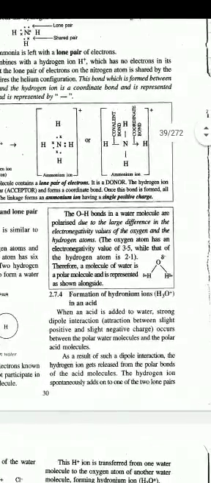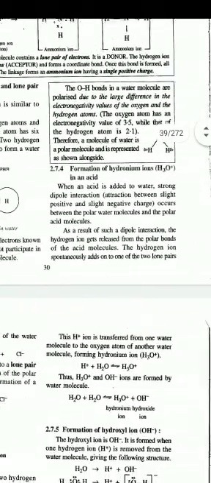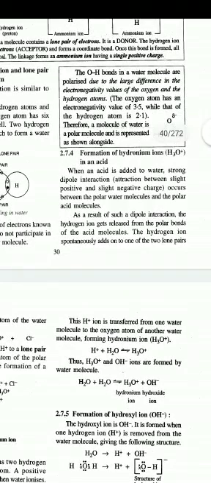The OH bond in water is polarized due to a large difference in electronegativity values. Now they form the H3O+ ion in acid also. When acid is added to water, strong dipole interaction occurs between polar water molecules and polar acid molecules. As a result, the hydrogen ion gets released from the polar bonds of the acid.